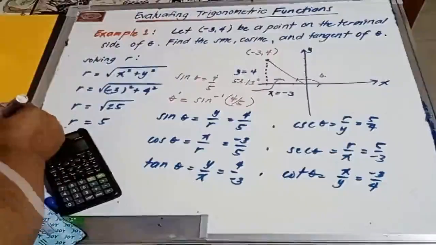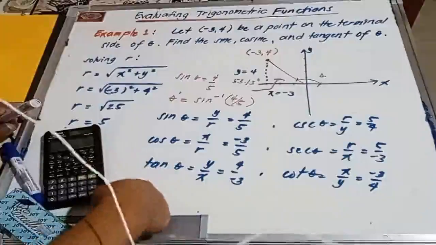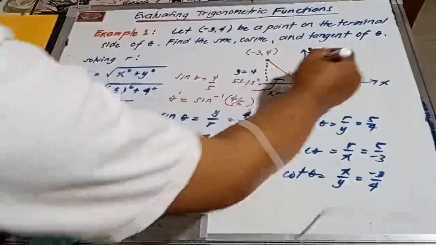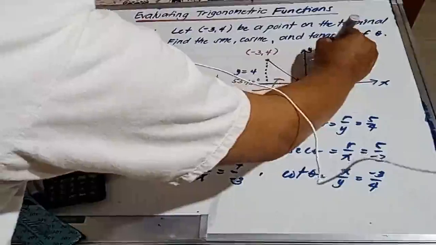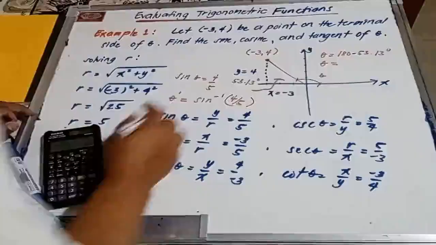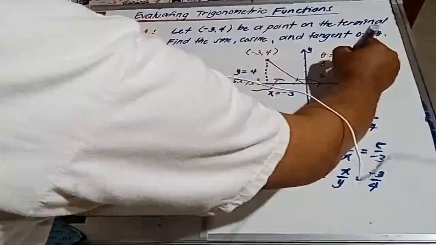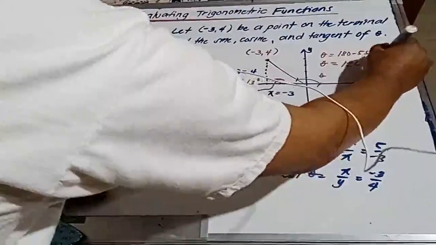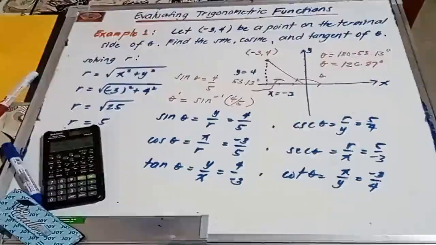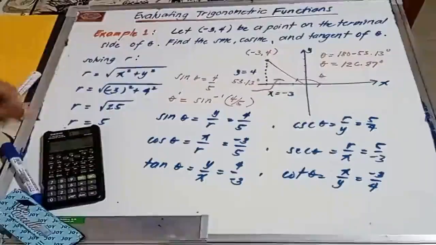Now, paano makukuha yung theta? Theta natin, this is 180, yung straight na yon. Yung horizontal x-axis is 180 degrees. So, theta will be 180 minus this one. So, theta is 180 minus 53.13 degrees. So, therefore, theta is 126.87 degrees. Actually, that is not part of the discussion. Pinakita ko lang para magka-idea kayo that angle theta is greater than 90 degrees but less than 180 degrees.